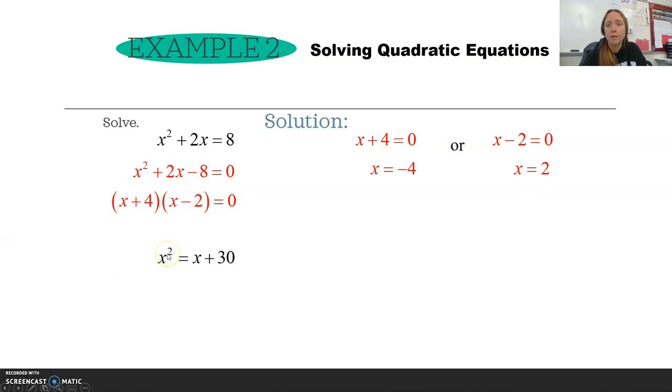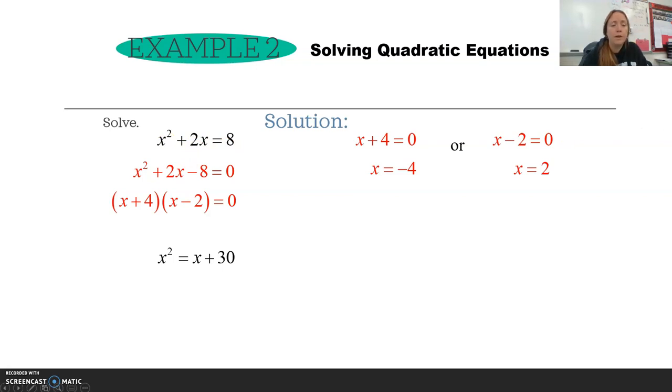Now, always check. It's always a good idea to check your answer. Plug -4 back into here and here. -4 squared is 16, plus 2 times -4 is -8, giving us 16 minus 8. Does that equal 8? Yes. Do the same thing with the 2. 2 squared is 4. 2 times 2 is also 4, and then 4 plus 4 is 8. That's how we know that these solutions actually work.